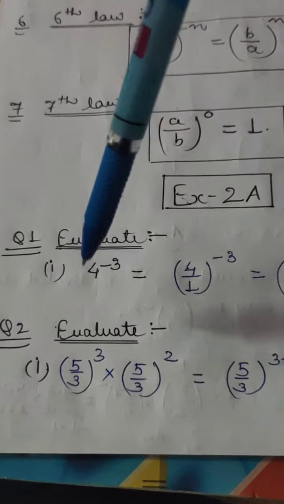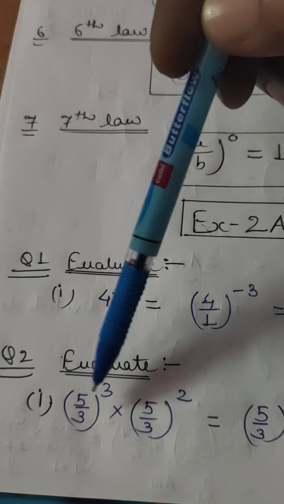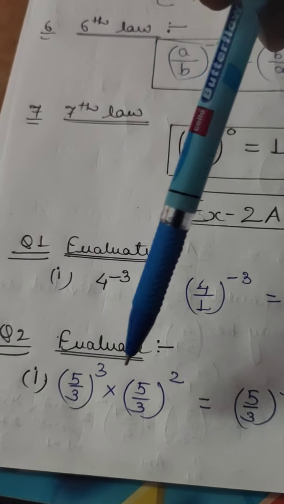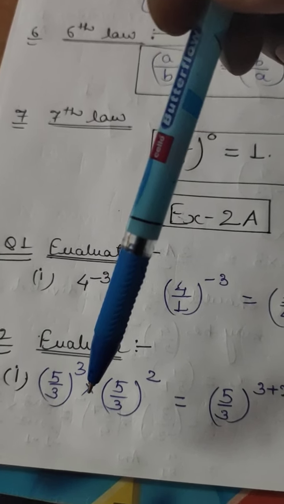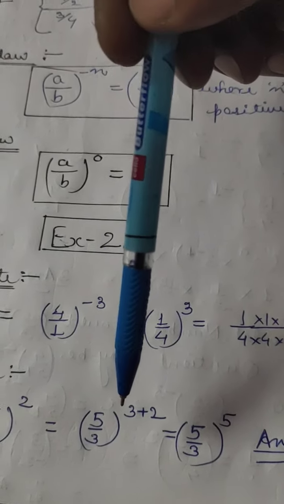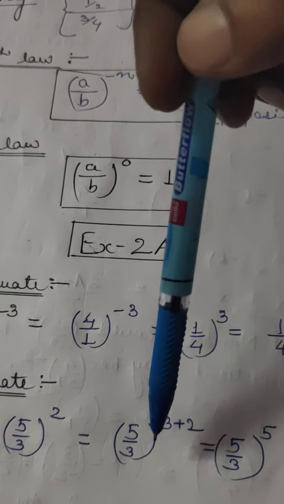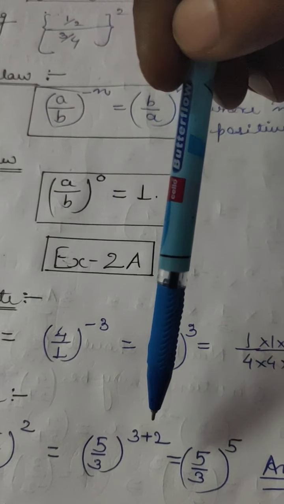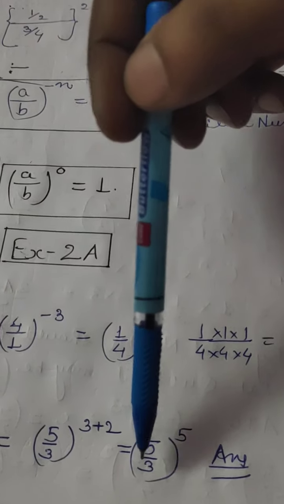Next, question number 2. In question number 2, you can see that there are two rational numbers. Both rationals are the same, both are 5 by 3, but they have different powers, and in between those two rational numbers a multiplication sign is there. So in the next step, we have written 5 by 3 as the common rational number and their powers get added. So 3 plus 2 will become 5, and the final answer is (5 by 3) to the power 5.